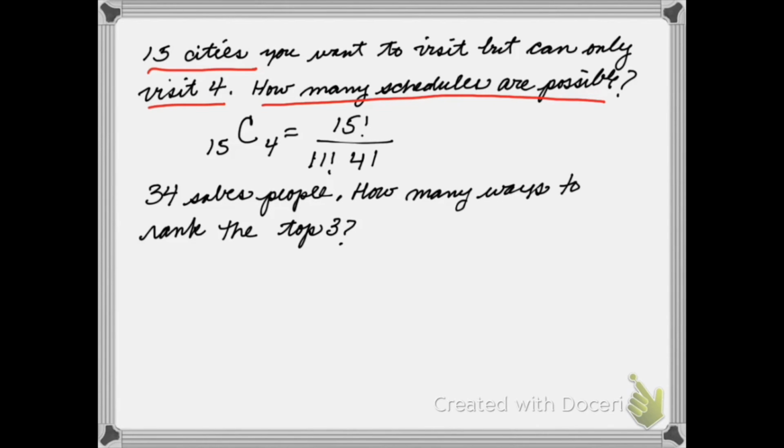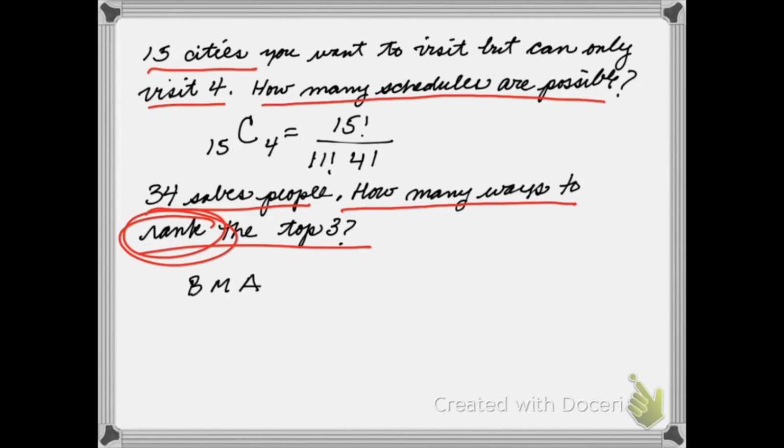And that's what we have here. Here we've got 34 salespeople. How many ways are there to rank the top 3? This ranking is key, because now we're going to say order matters. If I go Bob, Mike, and Alice, that's going to be different from Bob, Alice, Mike, because I'm ranking them. On this one Mike is second and Alice is third, and on this one Alice is second and Mike is third. So in that case, order is relevant, and when order is relevant, I'm going to use permutation.